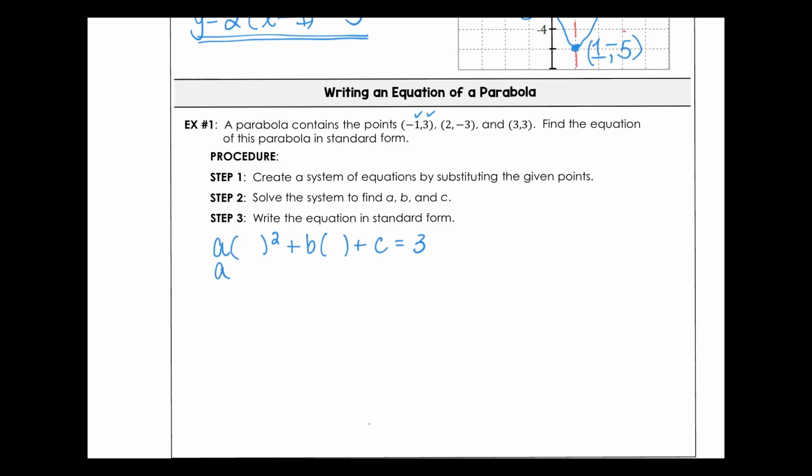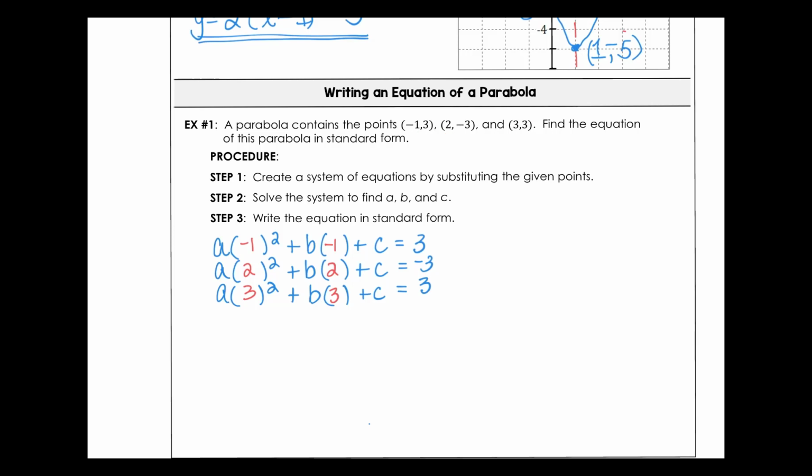And then do that again for ax squared plus bx plus c equals -3 for this y value, and ax squared plus bx plus c equals +3 for this y value. So what goes where my parentheses are? Well, those are our x values: -1 here, +2 here, and +3 in the third case. Now we just need to simplify those equations a little bit, and we will have a system.